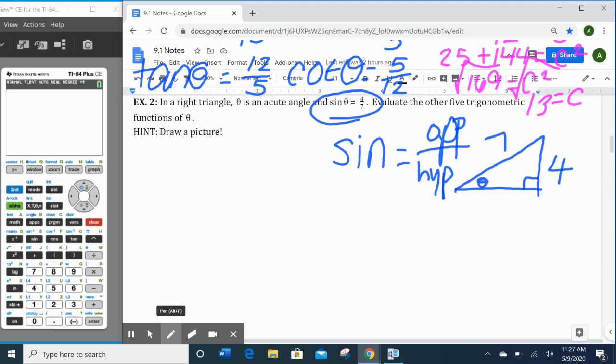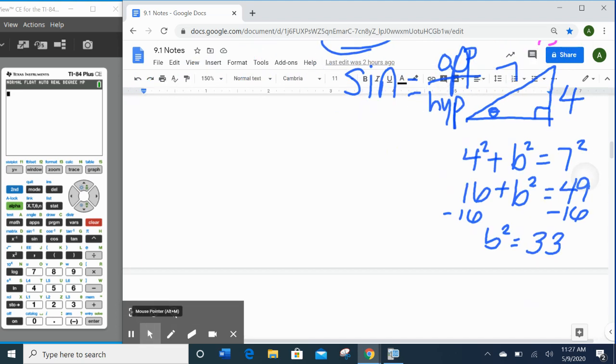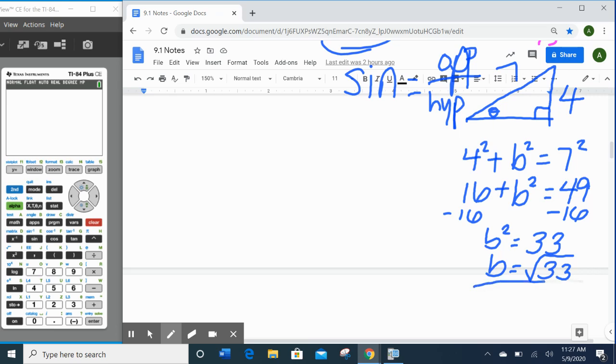So the adjacent, 7 has to be C. It doesn't matter if 4 is A or B. So 4 squared plus B squared equals 7 squared. So 16 plus B squared equals 49. Subtract 16. B squared equals 49 minus 16, which is 33. And that makes B, I'm actually just going to call it the square root of 33. I'm not going to round.